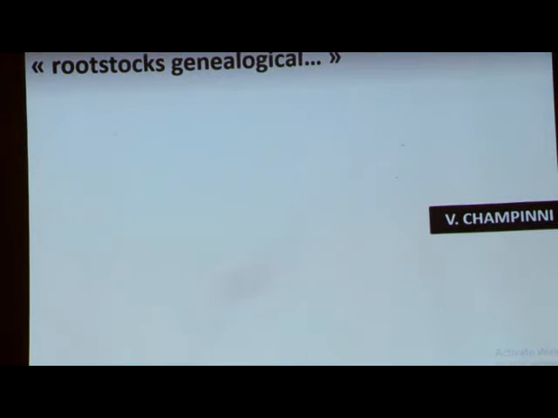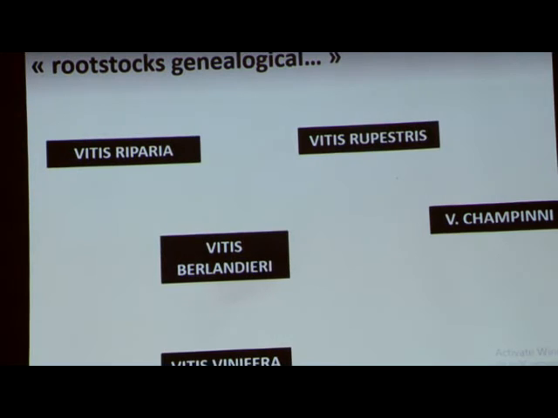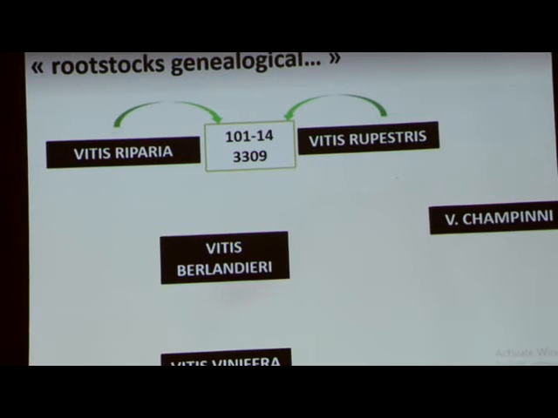So, as a summary, we have the five species we just named, and crossing any of those species, they came up with different selections. 1114 and 3309, coming from Riparia and rupestris, are rootstocks with less vigor than the rest of the rootstocks and with a very shallow root system.